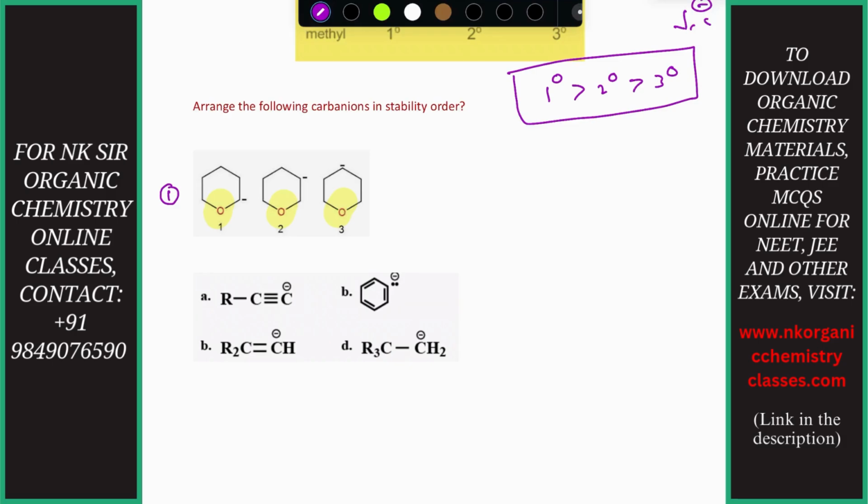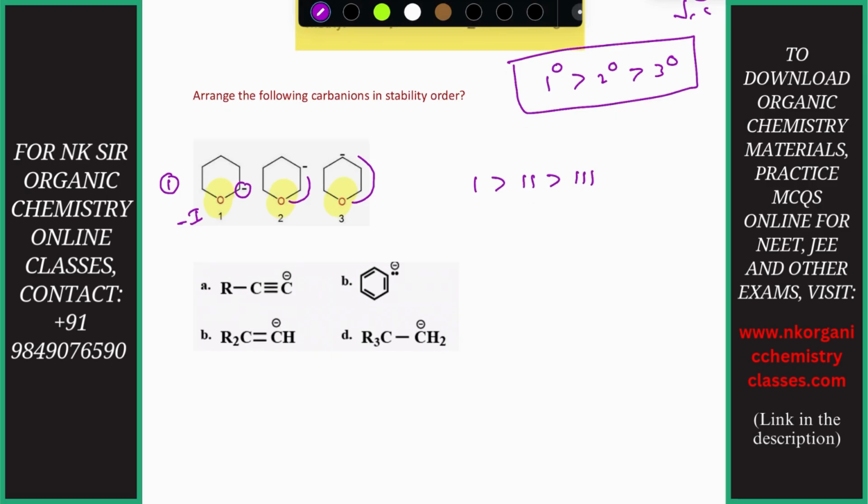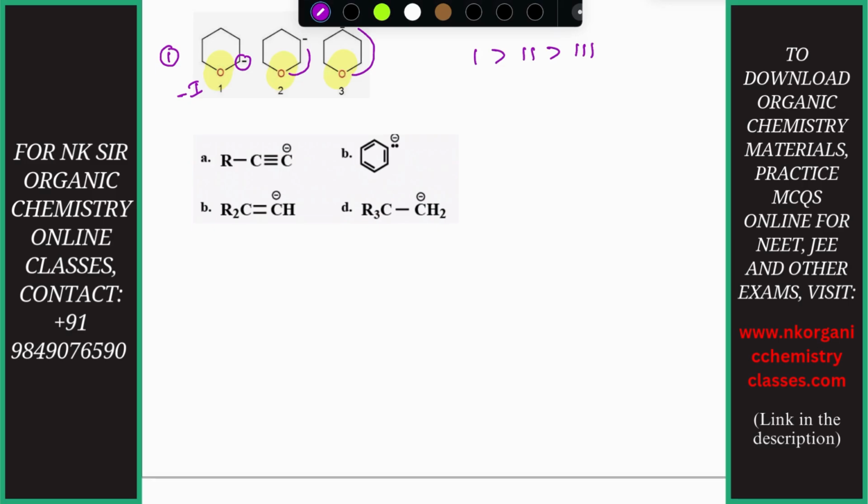At the same time, inductive effect is distance dependent. So in the first one, the minus I group is very near to the carbanion, whereas in the second one you see the distance increased. In the third one, the distance increased still more. So guys, can you tell me what is the stability order? Yes, it is 1 greater than 2 greater than 3. I hope it is clear to everyone. Now, coming to the second question, guys.